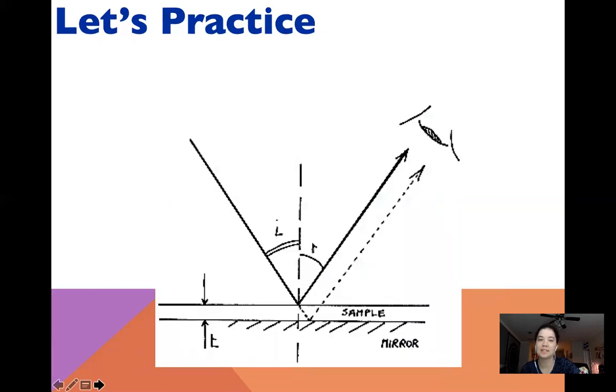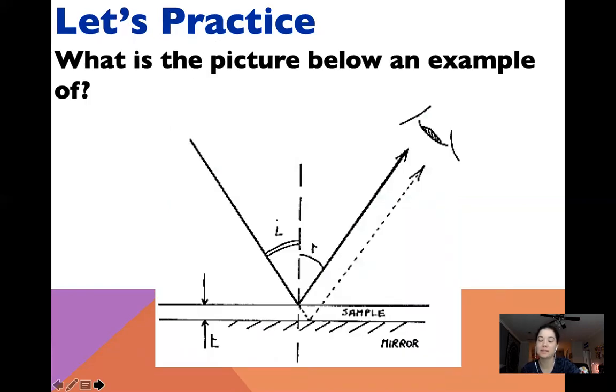How about this one? What's this an example of? Take a second, think about it. This is an example of reflection. My light ray comes in and it bounces off of this surface to be seen again over here. If the ray is able to travel through the surface, and then we'd see it coming out down here, that would be an example of refraction. But because it's actually bouncing off, this is reflection.